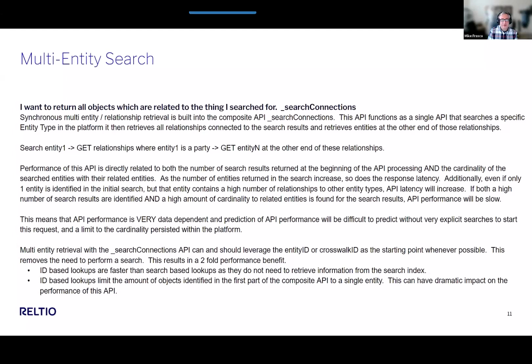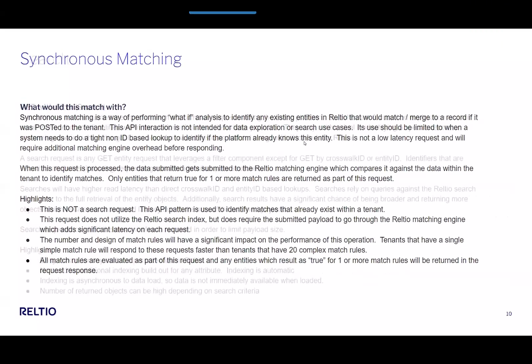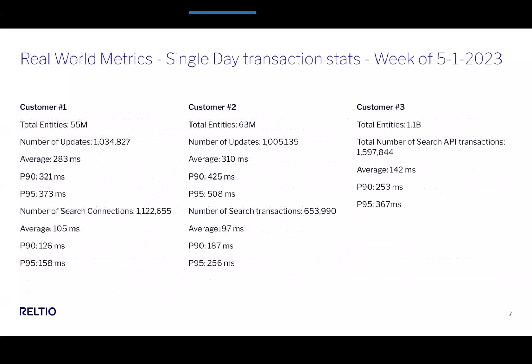If you can scroll back up to that stat slide for me. Yeah, just a sec. This customer on the left is using this API today. 1.1 million of these search connections calls in a single day, while they were doing 1 million updates on a tenant that has 55 million objects in it. Their P95 response time on that search connections API is 158 milliseconds. This can be incredibly powerful in our operational applications.